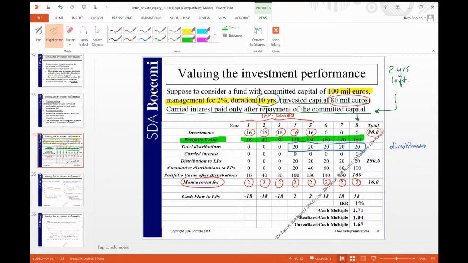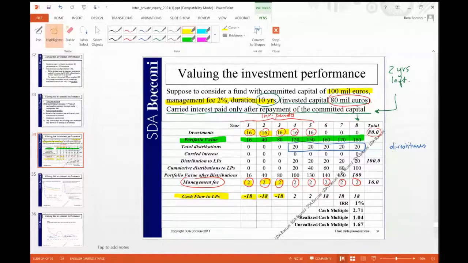Now, with all these values, we can now understand the position of, and so Cesare, now the time value of money comes out. The cash flow to limited partners. A limited partner, for example, in year number 1, 2, and 3, has contributed 16 million to make investments and has paid 2 million management fees. So in the first 3 years, the limited partner has spent 18 million per year.